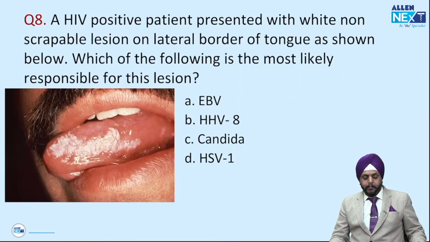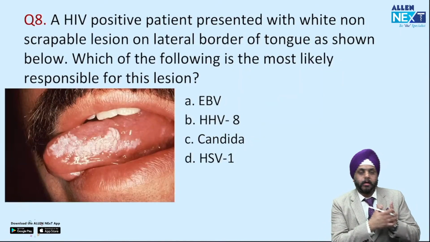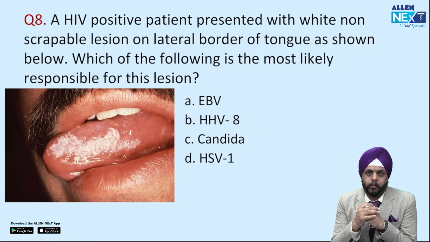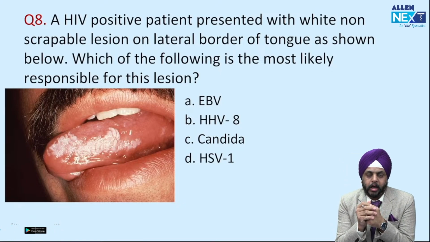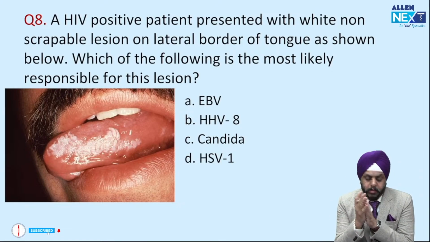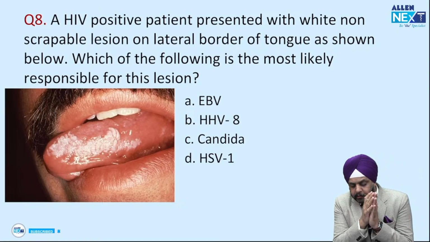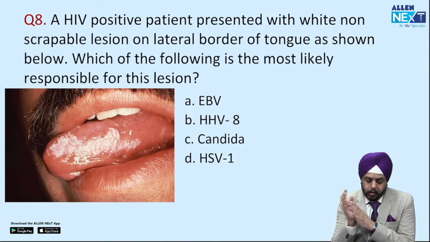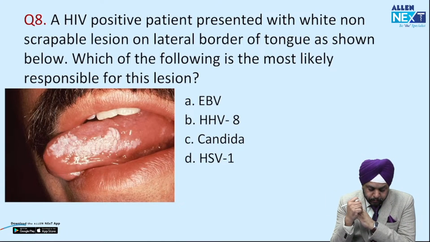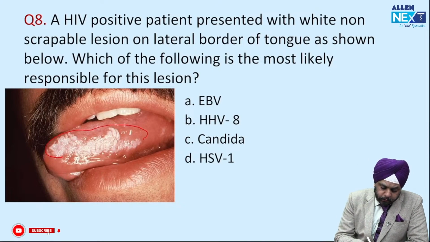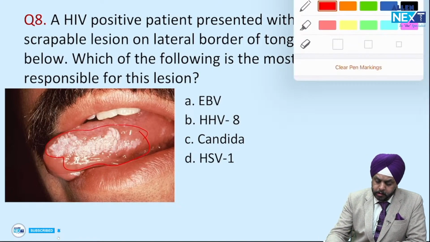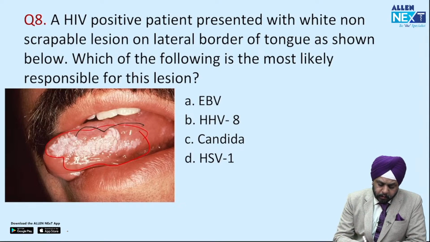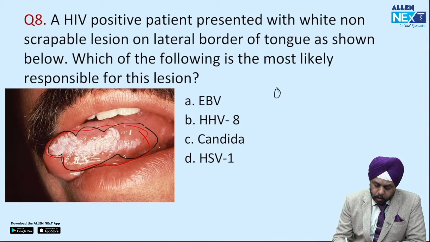Question number 8. Now this again, I think 2 or 3 questions were overlapping between ENT and dermatology. A HIV positive patient presented with a white non-scrapable lesion on the lateral border of the tongue as shown below. Which of the following is most likely? So what is this diagnosis? It is non-scrapable. The answer to this is oral hairy leukoplakia.